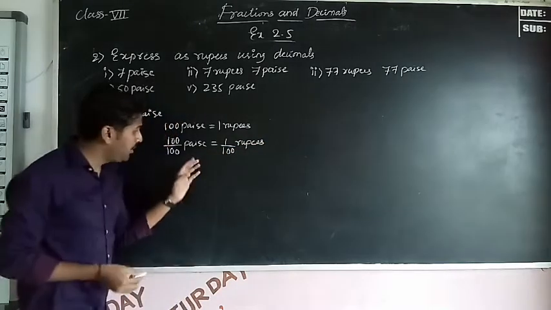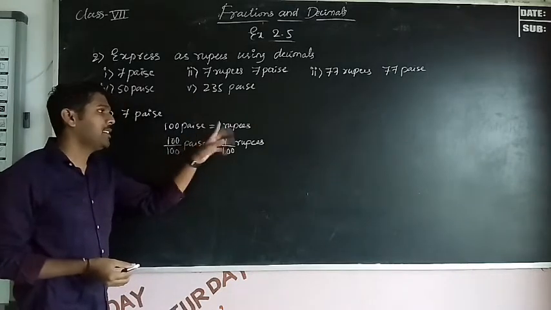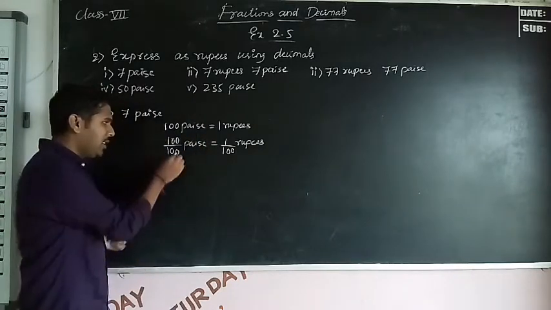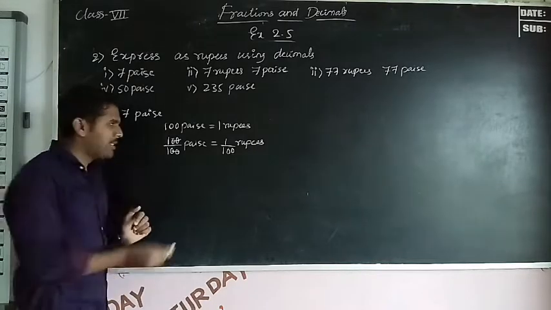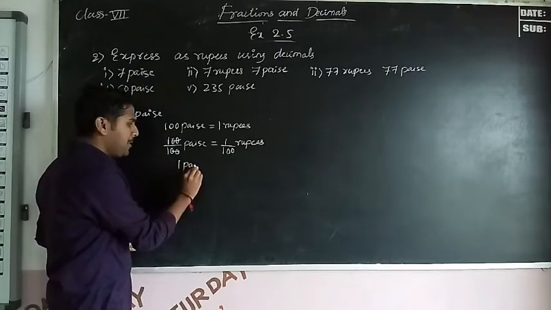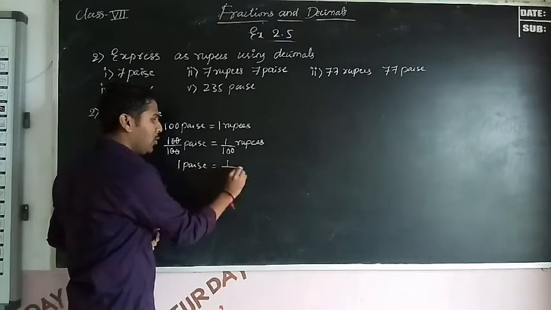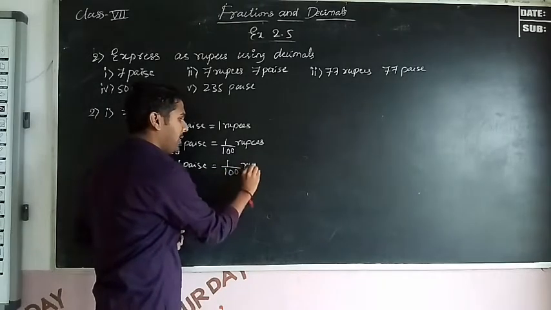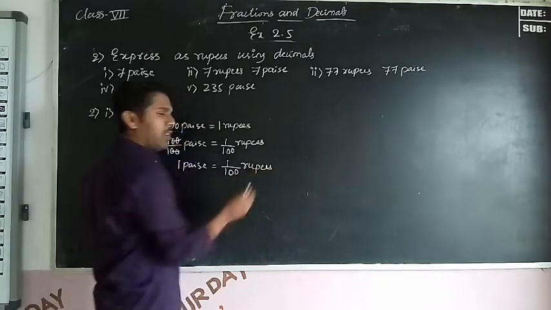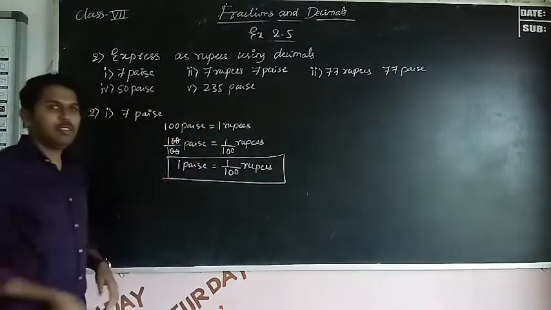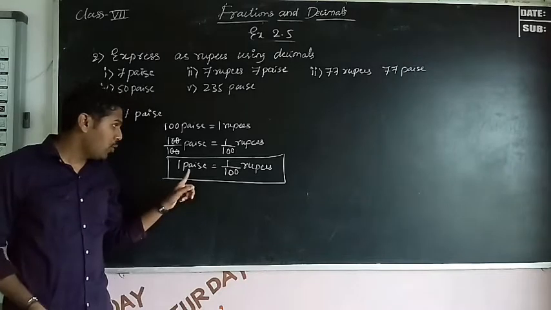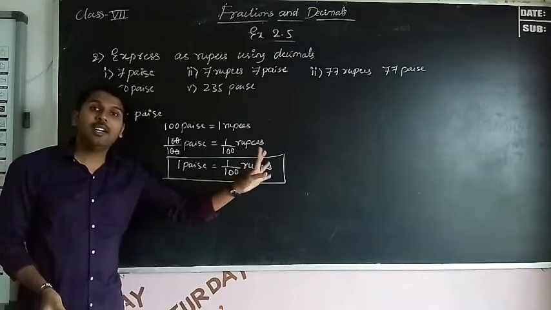This is why I explained this conversion of paisa to rupees. Here 20 gets cancelled, 1 by 1 means 1 paisa. So 1 paisa equals 1 by 100 rupees. Just remember this one, I will explain this only one time: 1 paisa equals 1 by 100 rupees.